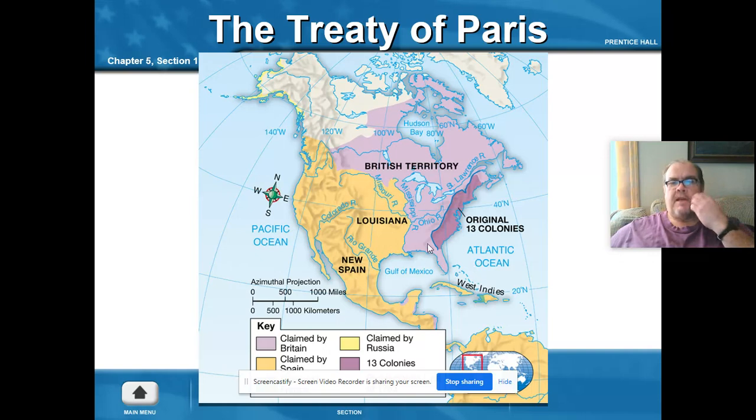So if you look at the map now, up here where it says British territory, that used to be all French. All this light purple was all the French territory. Now it's all British. And all this yellow along the Missouri, Mississippi used to be French, where it says Louisiana. Now it's all Spanish. So North America is divided between two people, Spain and Britain. France has some islands down here in the Indies, and that's all they have left. Huge defeat for France.